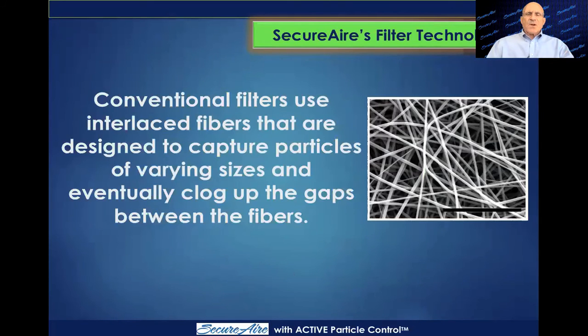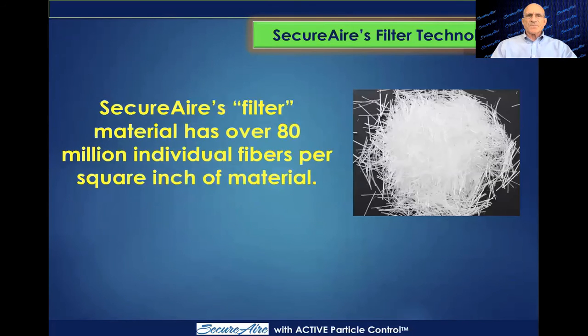So our cartridge material is not like a conventional filter. Conventional filters use interlaced fibers, kind of woven, and they're designed to capture particles of varying sizes by sifting them out. And once the holes clog up, the efficiency actually increases. The downside of that, as we all know, is if you clog up the holes, you restrict airflow. Restricting airflow is not good for 5 or 6 very important reasons. So that's a conventional filter fiber material.